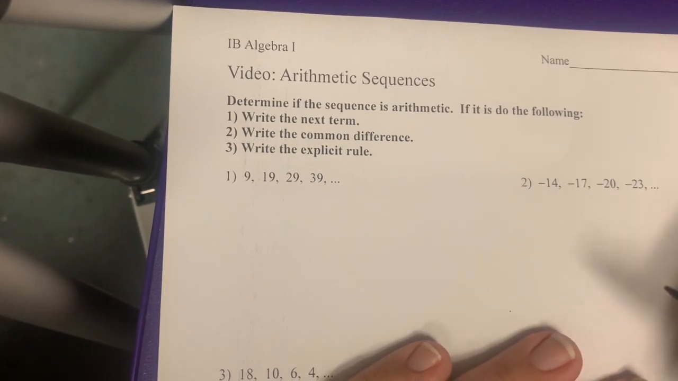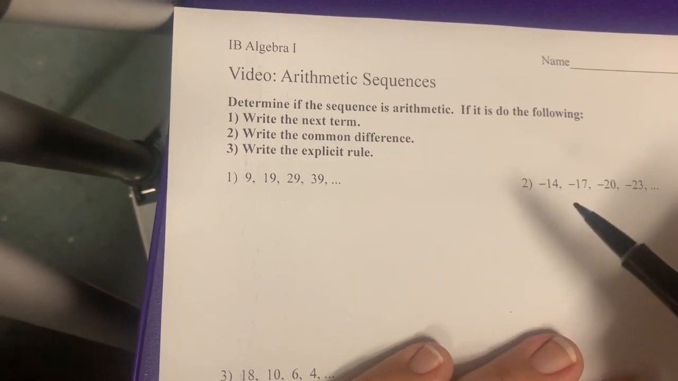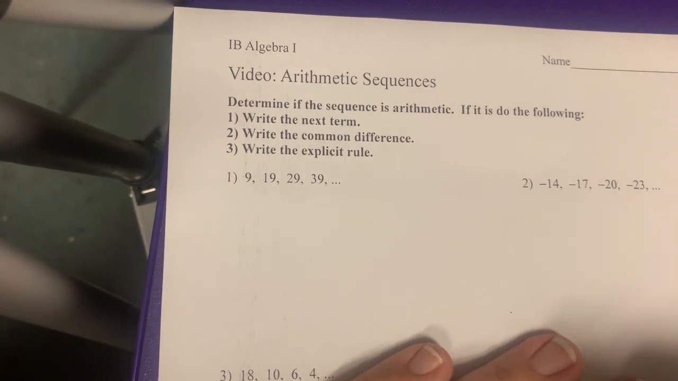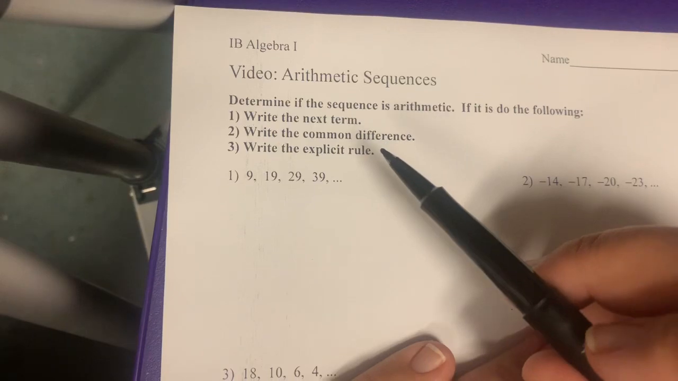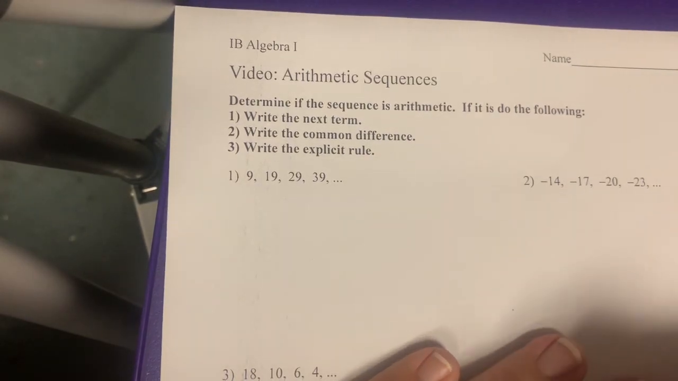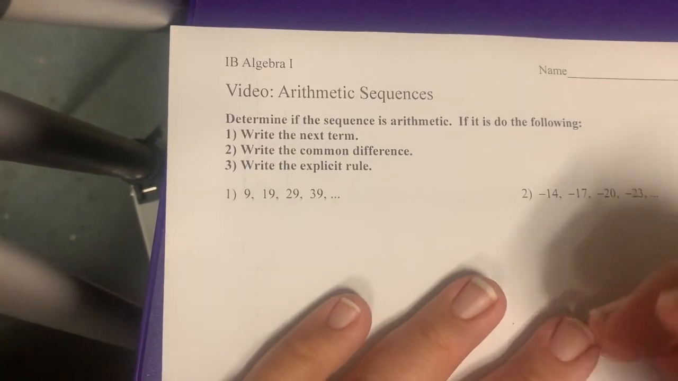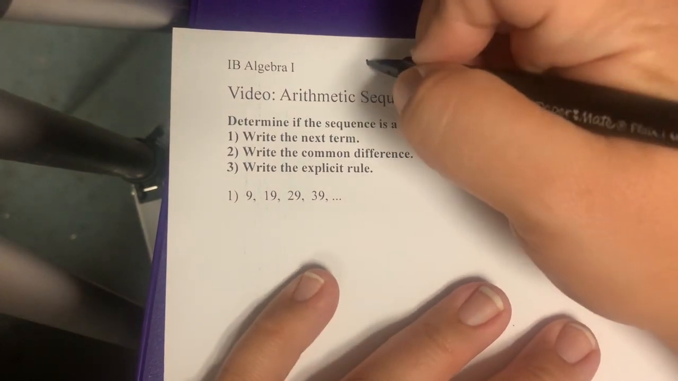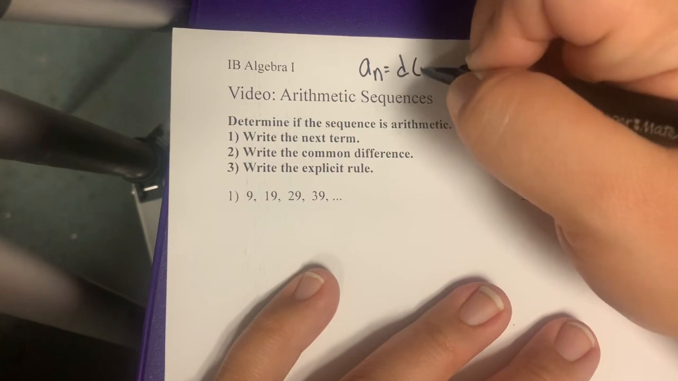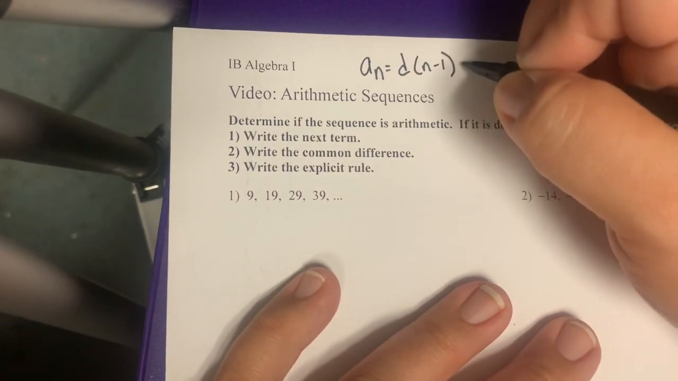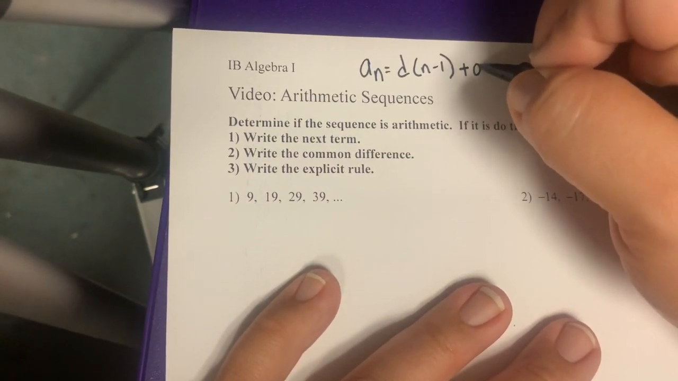In this video, we're going to be looking at different sequences and determining if they are arithmetic or not. And if they are, we have to do some more things. We have to find the next term, write the common difference, and write the explicit rule. First thing I'm going to do is copy down the explicit rule formula on the top of my paper here. A sub n equals d, parentheses, n minus 1, close parentheses, plus a sub 1.